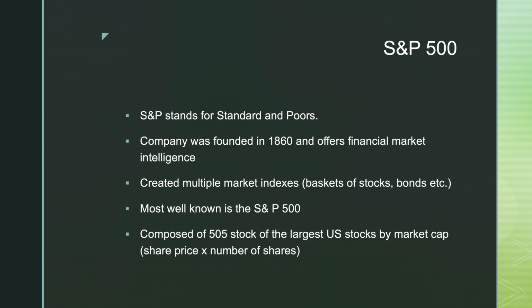The most well-known of all these indexes is the Standard & Poor's 500, obviously. Interestingly, it's composed of 505 stocks of the largest U.S. stocks by market capitalization. So remember, market capitalization just means the share price times the number of shares. So what this is telling you is that there are 505 stocks of the essentially largest companies in the U.S.